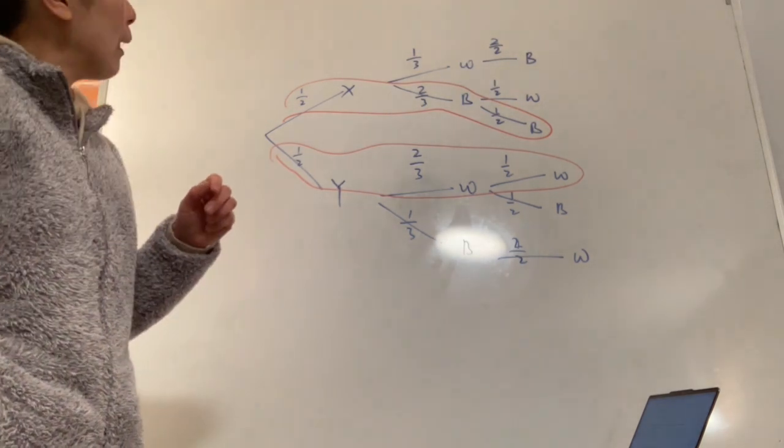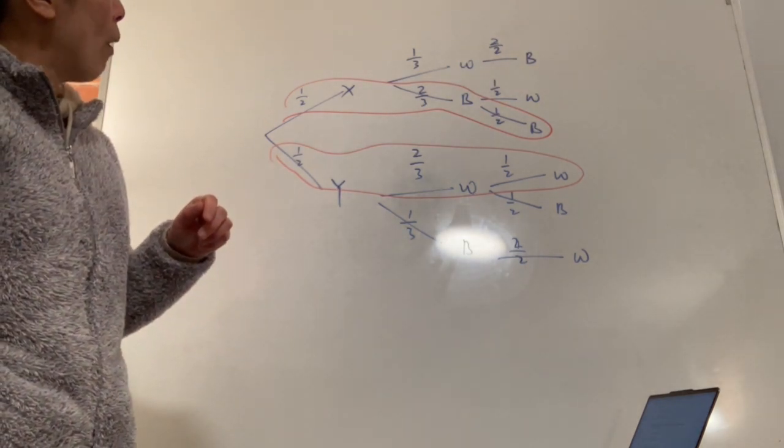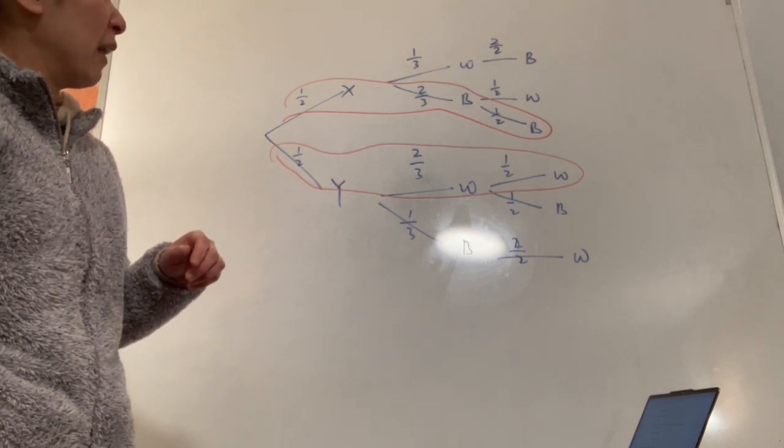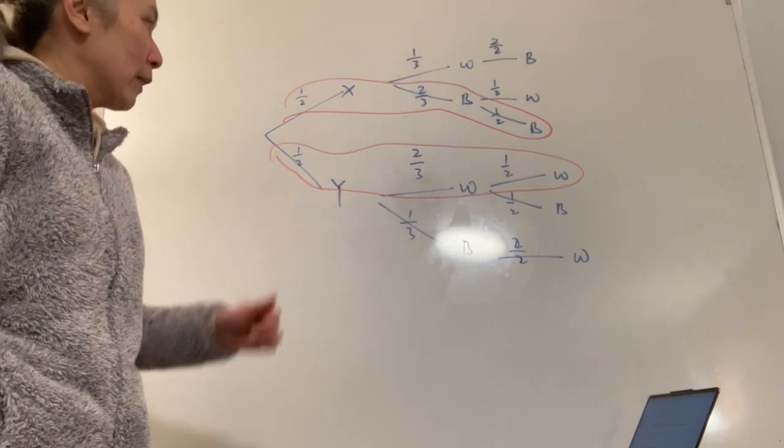And different color, that means 1 minus that. As long as it's not the same color, it must be a different color. So 1 minus part A.